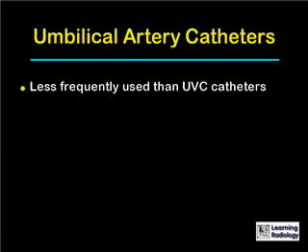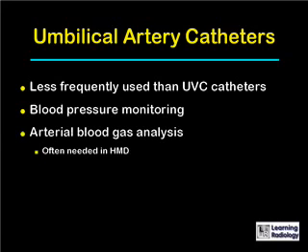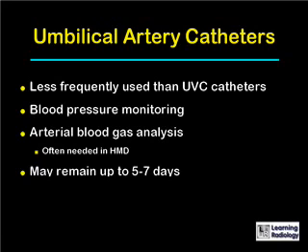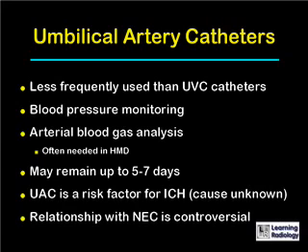Umbilical artery catheters are used less frequently than umbilical venous catheters. They're used for active blood pressure monitoring and to monitor arterial blood gases in kiddies with hyaline membrane disease. They can remain for up to 5 to 7 days. Umbilical artery catheters are a known risk factor for intracerebral hemorrhage, the cause of which is not entirely known. Their relationship with necrotizing enterocolitis is controversial.